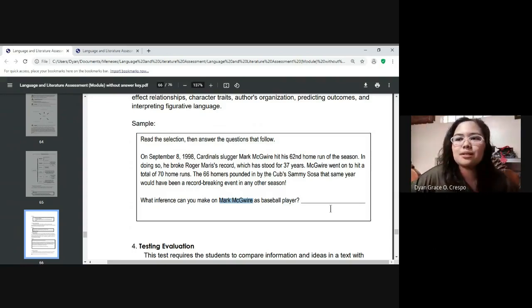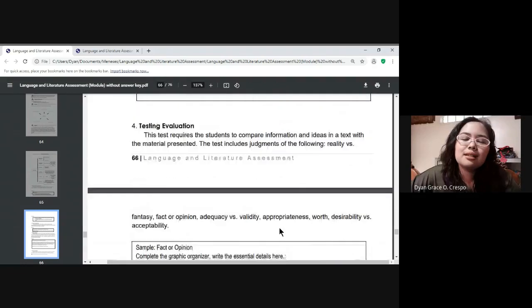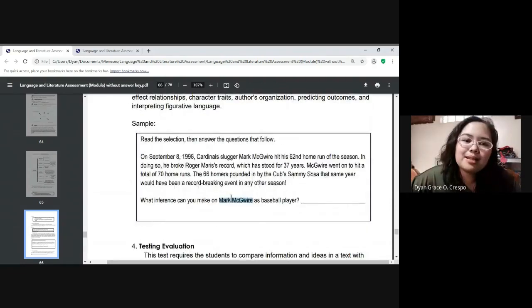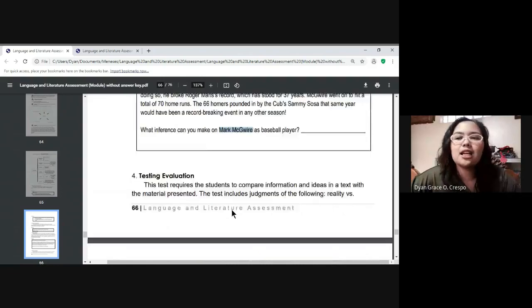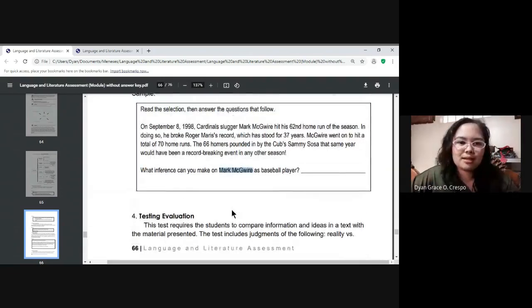Diba? So you can see, 70 home runs siya, 66 record, basta. So you could see. Yun yung inference. Hindi mo sinabi kung ano siya, but rather, based on that, what would you infer? Okay. So it has a critical judgment. Kailangan talaga very critical judgment.